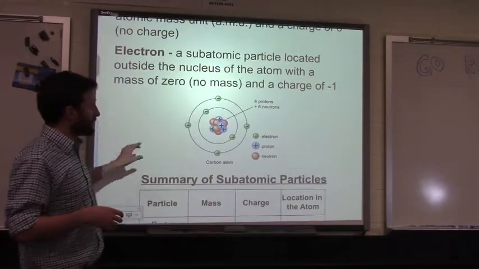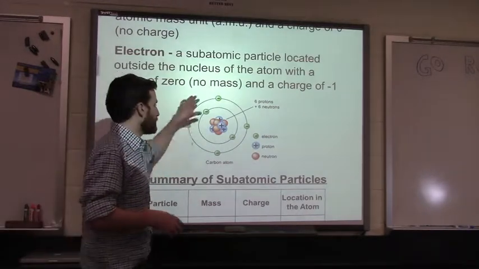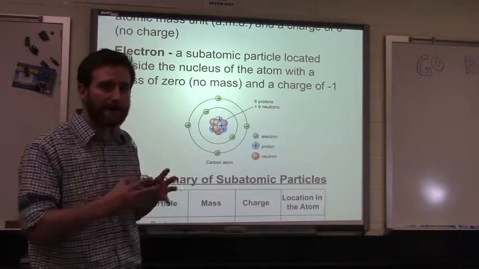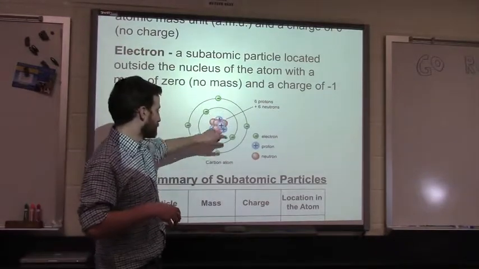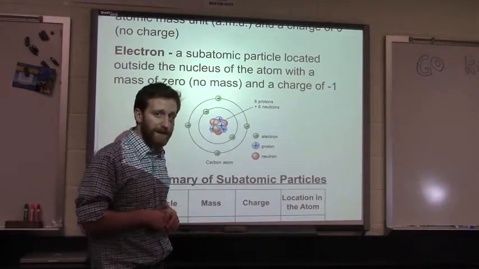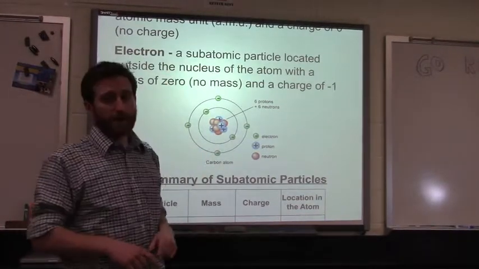So this is a picture of an atom. Now don't worry how they put the electrons on the outside of the nucleus, but know that here's your nucleus. Protons are in blue, neutrons are in red, and then electrons are green, and they fill out outside the nucleus.